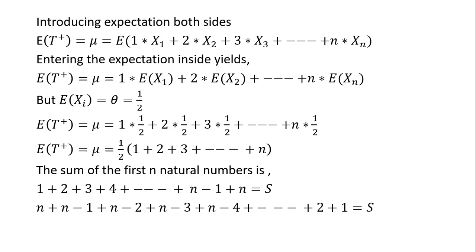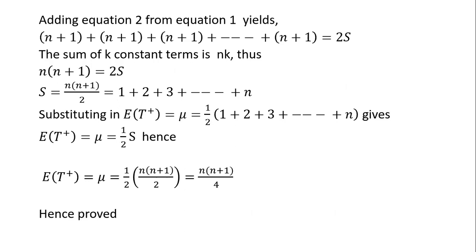And the sum of two S's gives us twice the sum. It is evident that the sum of n constant numbers is n times that term. So the sum of n constant terms k is nk. Thus, we shall have n into n plus 1, which is equal to twice the sum. Since we are solving for the sum, we divide by 2 on both sides, and we get the sum of n natural numbers as n into n plus 1 over 2.